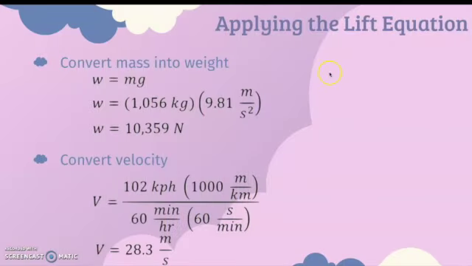Okay, so let's take a look at this answer. The first thing we have to do is convert mass into weight. So weight equals mass times gravity. So therefore we take 1,056 kilograms and multiply it by 9.81. Then we have 10,359 newtons. Then we have to convert our velocity. That gives us 28.3 meters per second.